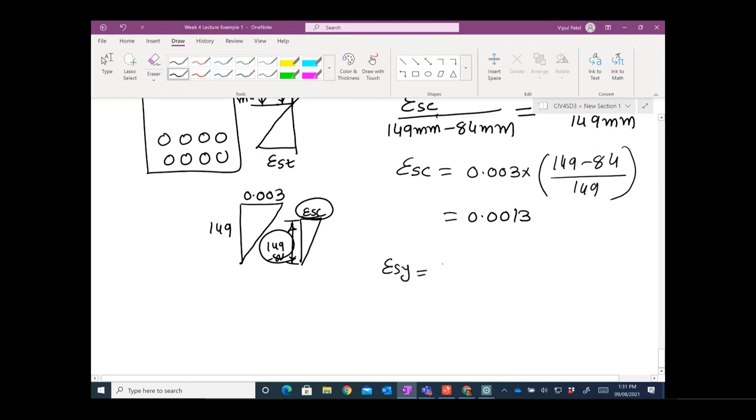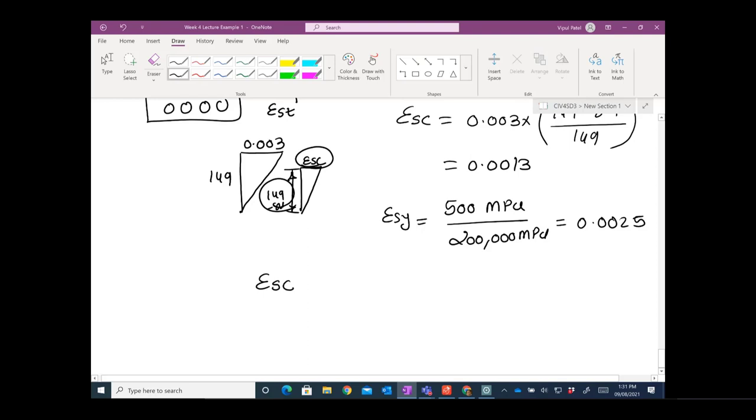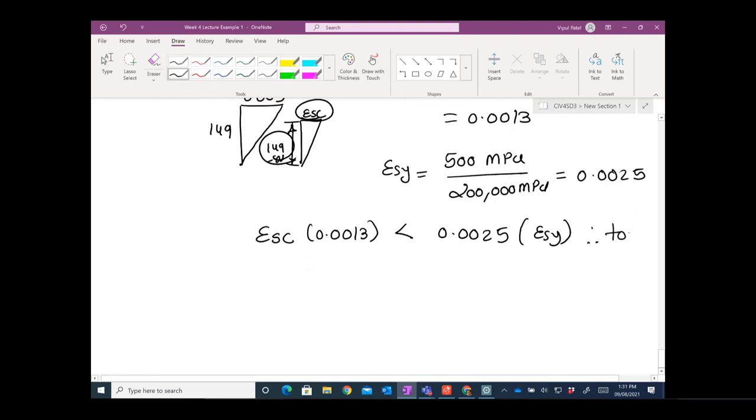Yield strength of the steel, 500 megapascal, over 200,000 megapascal, you get 0.0025. Now the strain in the top rebar, which is 0.0013, is less than the yield strain 0.0025, epsilon SY. Therefore, the top rebar is not yielded. Let me write it here.